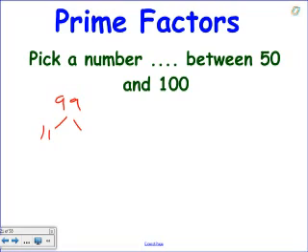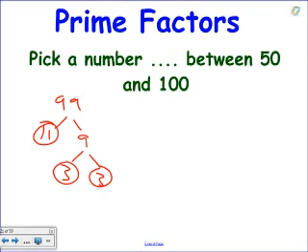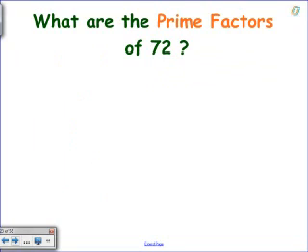11 and 9. What two numbers? Prime number is 11. What two numbers? 3 and... So the prime numbers for... So smaller numbers can have more prime factors than a big number. Yeah? So 3, 3 and 11. There you go. What are the prime factors of 72?